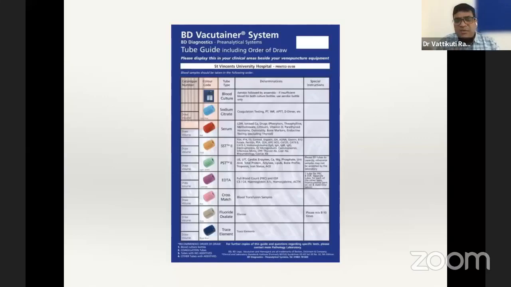So there are some deviations. This is a standard one from the BD Accutainer system, but there are commercially different Accutainers available. But they do mention what is the anticoagulant or coagulant which is added to the Accutainer. It will be very clearly mentioned on the Accutainer itself. So you have to clearly see and send the appropriate sample.